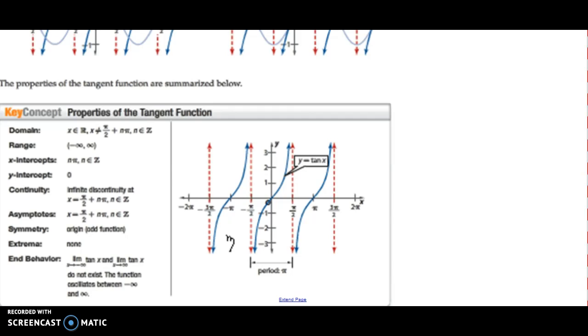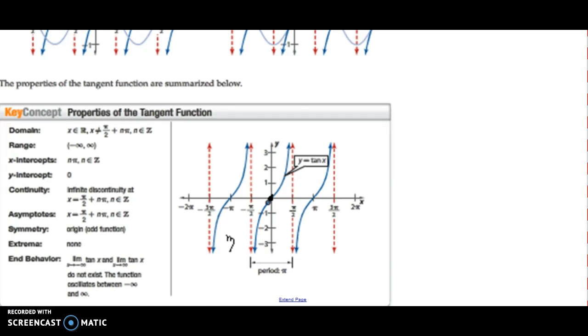Those vertical asymptotes are generally of the form pi over 2, or some version of that. So negative 3 pi over 2, negative pi over 2, pi over 2, and 3 pi over 2 are found on the parent function. The y-intercept is still at 0, across the y-axis at 0, unless there's a vertical shift. This is just for the parent function.